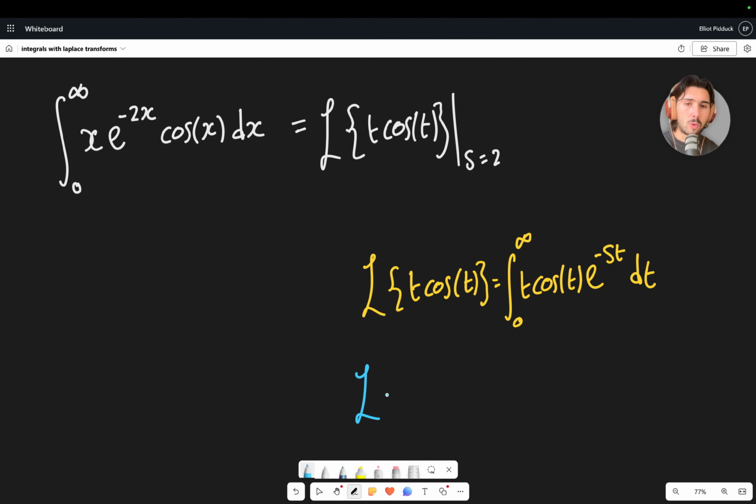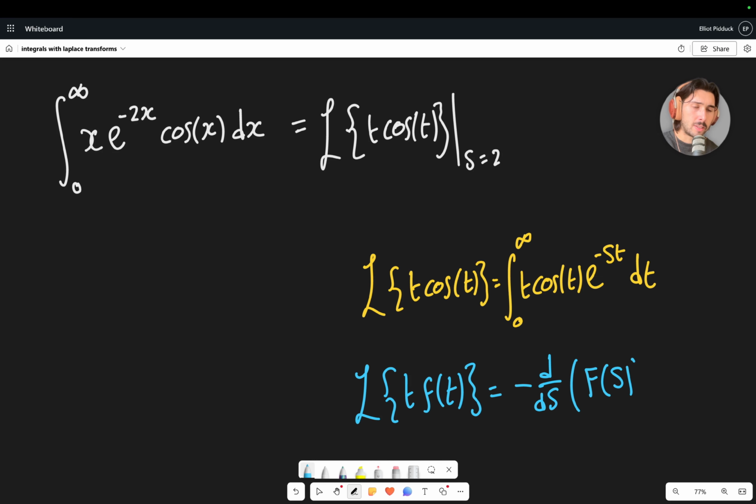But the Laplace transform of t times some arbitrary function of t is minus the derivative with respect to s of capital F of s. And capital F of s is the Laplace transform of just f of t on its own. So this integral is going to be equal to minus the derivative with respect to s of the Laplace transform of cos t, because cos t in our question is acting as this f of t.